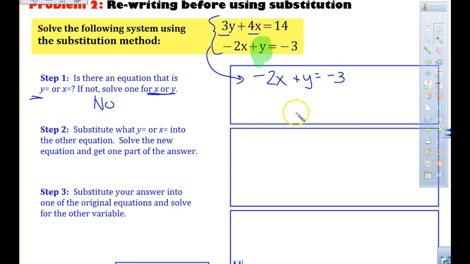We need to get y by itself. Carly, if I want to solve for y, what are we going to do? We're going to add 2x to both sides of our equal sign. We cannot add these. They are not like terms. And my new equation for y would be y equals, and I don't care if you put 2x minus 3 or negative 3 plus 2x. This is my new equation for that second one, okay?